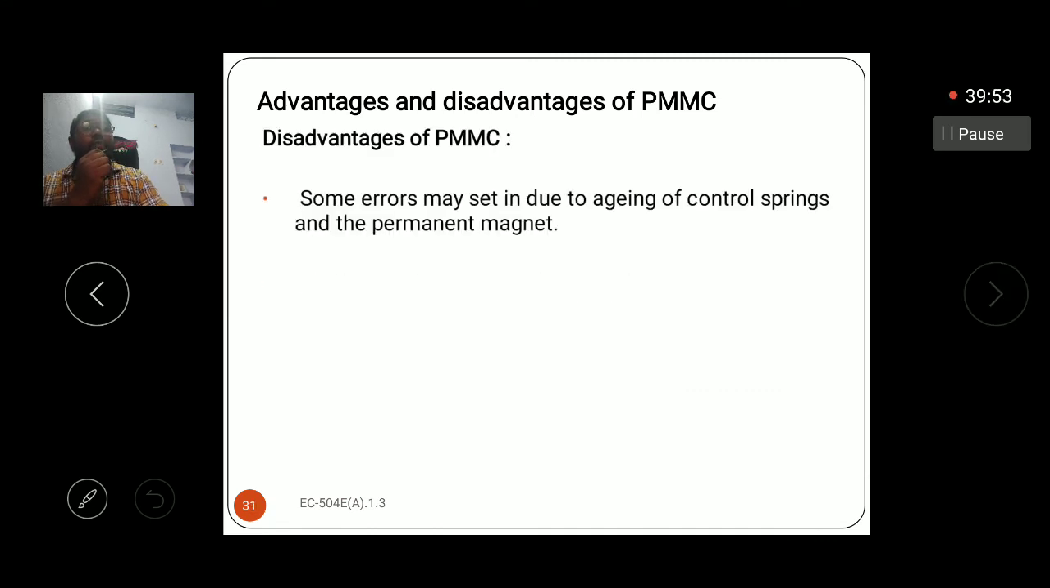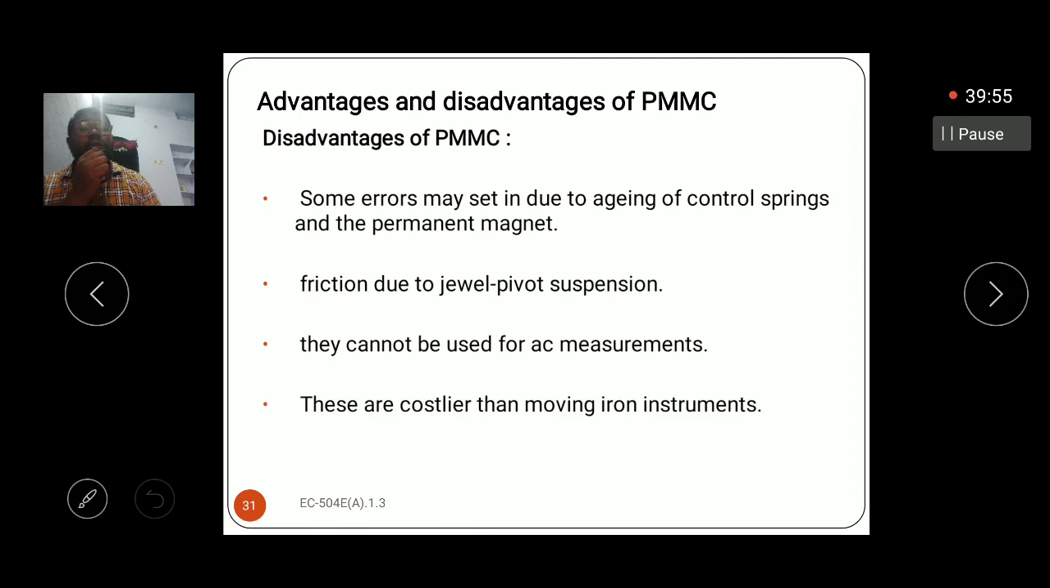Disadvantages of the PMMC: some errors may set in due to aging of the control springs and permanent magnet. There is friction due to the jewel point suspension. They cannot be used for AC measurements. These are costlier than moving iron instruments. These are the disadvantages of the PMMC.